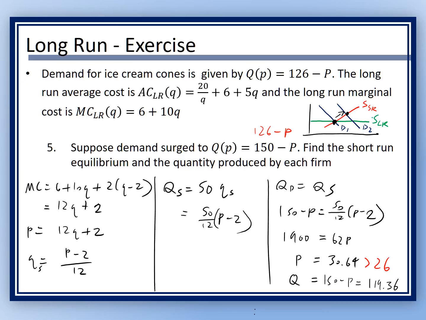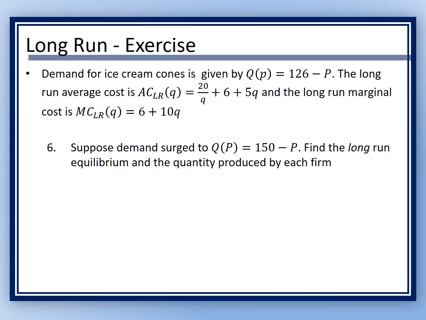Next, we could be going back to the long run. And in the long run, there will be new sellers. So the price is going to go back down. In the long run, price is going to be 26, right? It's always going to be 26, as long as the average cost function has not changed. Then the quantity produced in this market is going to be 150 minus 26, which is 124.